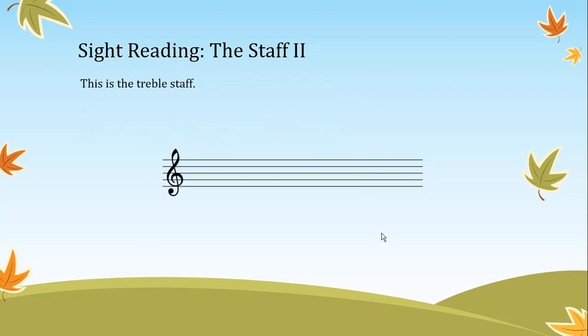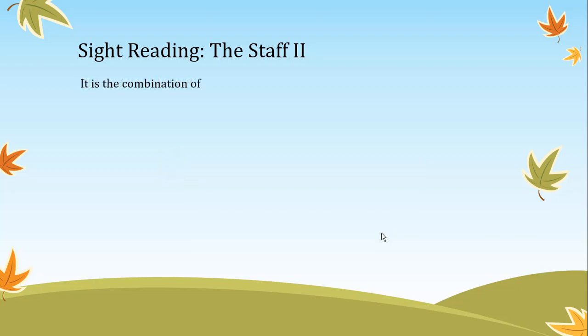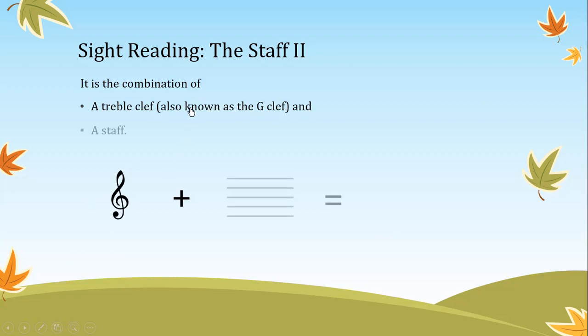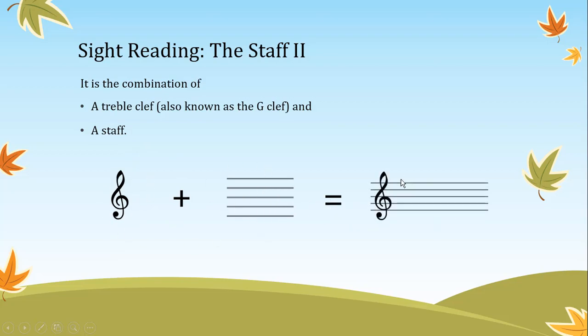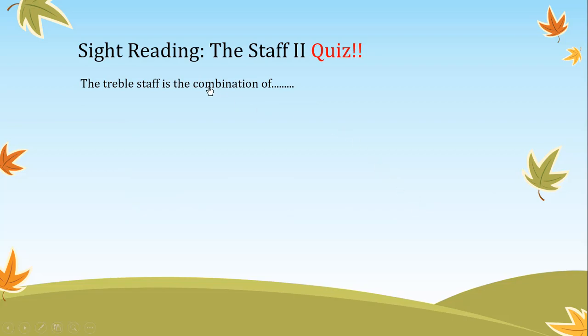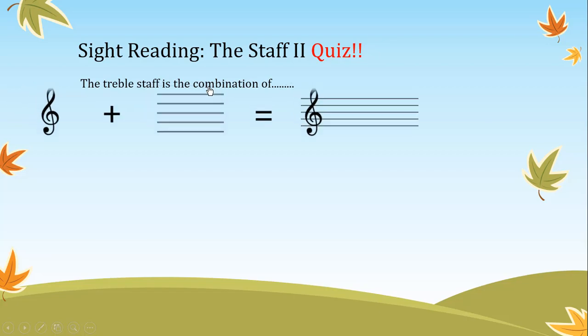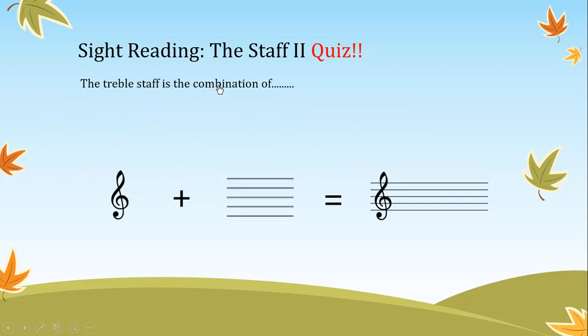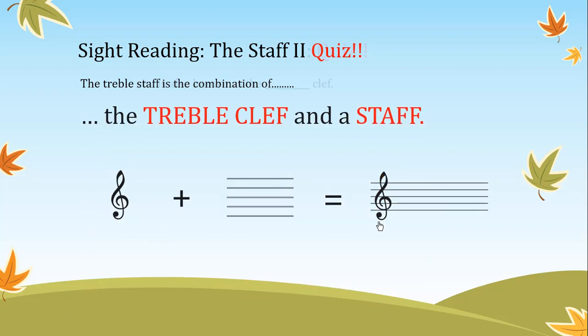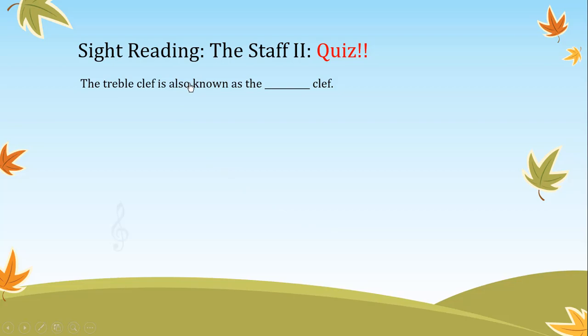So as a sort of reminder, we know that this is the treble staff, and it is the combination of two elements. First of all, the treble clef, that is also known as the G clef right here, and a staff. So when you add that treble clef and a staff together, what you'll get will be a treble staff. Quick quiz here. Already we said that the treble staff is the combination of two items, okay? And those two items are the treble clef and a staff.